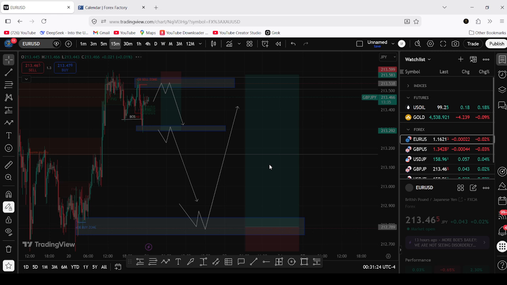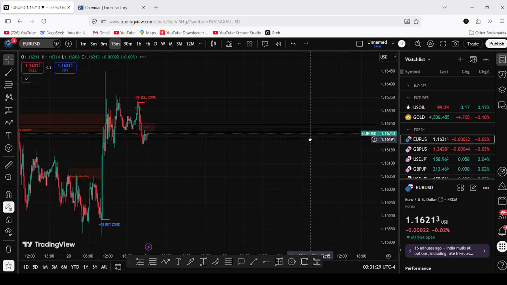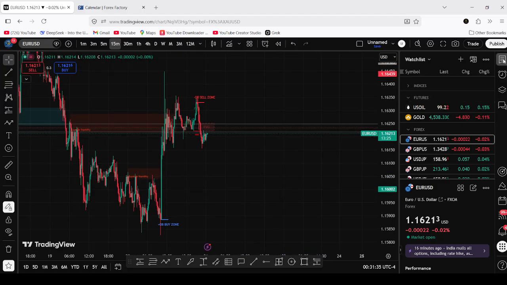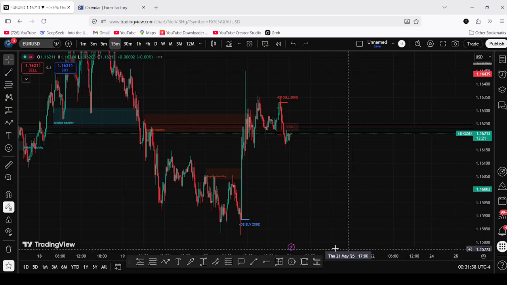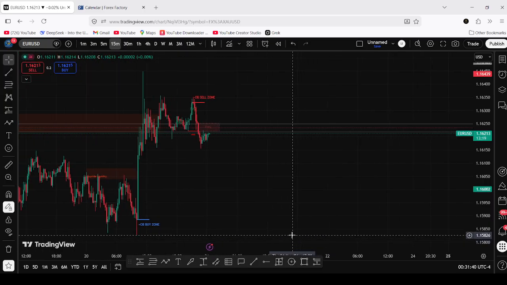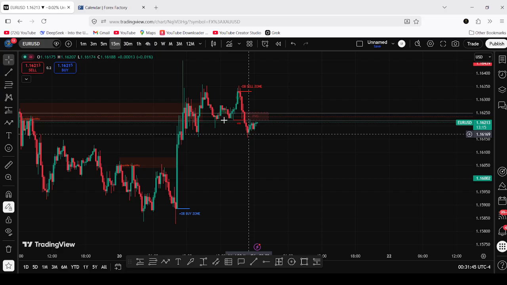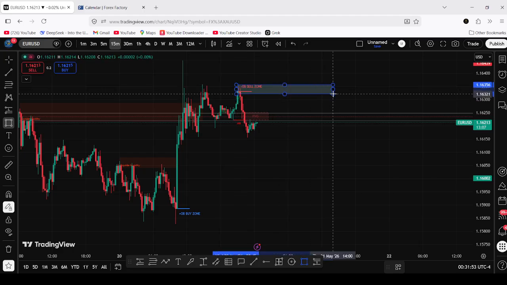So the euro doesn't have much. It is the same. It is giving the same structures like the other asset called GBPJPY or GBPUSD. It's giving almost the same structures. So we can be able to see market structure shift at this location. So where is your sell position or your sell targets? Your sell targets is here.